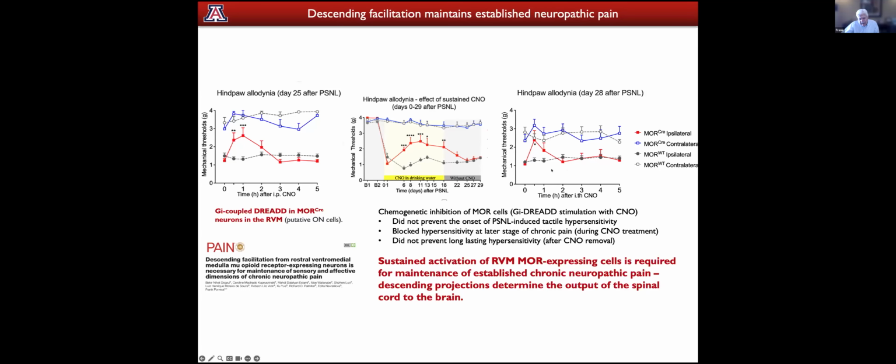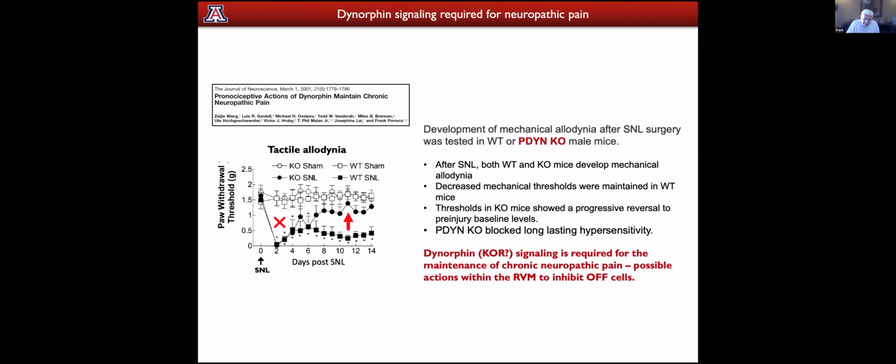And then we gave an intrathecal injection of CNO, and again, we saw this transient reversal. So targeting the terminals, presumably, of the mu opioid receptor expressing cells in the RVM. And so again, we interpreted these as on cells, pain facilitation cells that would be required to sustain and maintain, in this case, established neuropathic pain. Again, these descending projections then would be the cells that would determine the output of the spinal cord to the brain that would lead, presumably, to the perception of pain.